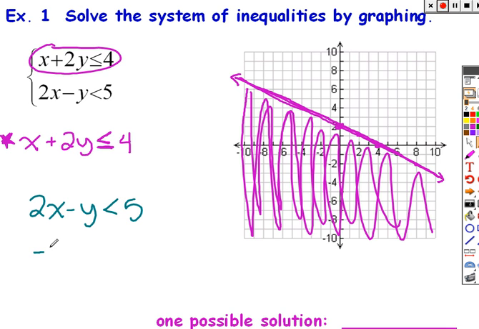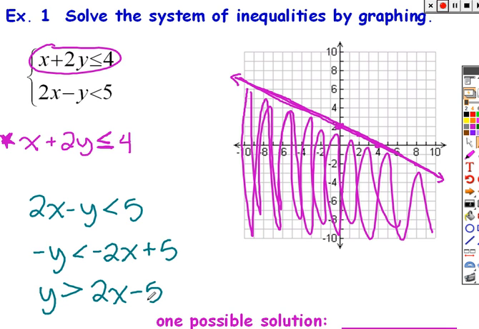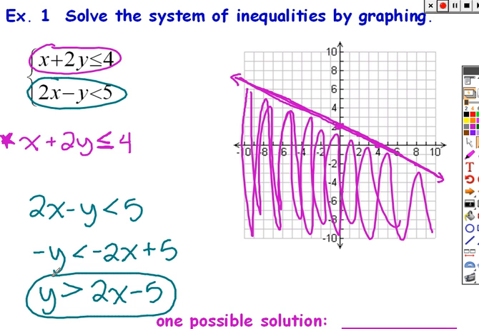Okay, so I have the opposite of y is less than, subtract 2x from each side. And then I have the opposite of y, so multiply or divide each side by -1. If I multiply each side by -1, careful, I have to flip the inequality. And this second inequality here is really the same as saying y is greater than 2x minus 5.